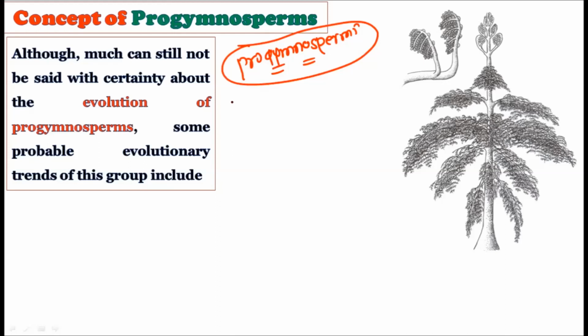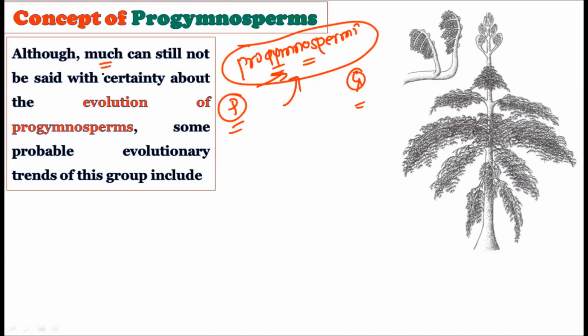So whatever the in-between lines are there between the pteridophytes and the gymnosperms, all these lines come under the progymnosperms. Now these progymnosperms show the characteristics of both pteridophytes as well as the gymnosperms. Exactly at what time and how this transition takes place, it is difficult to say for certain. But from the fossil record, we can conclude one thing: that from the pteridophytes, the gymnosperms may have arisen through the intermediate group, which is called the progymnosperm.